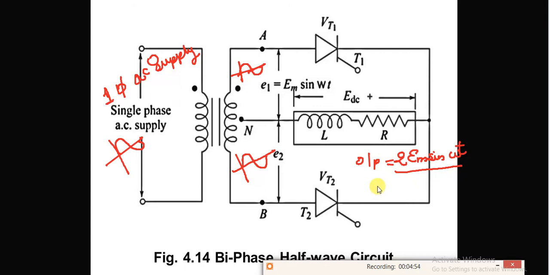It is a center tap transformer, so voltage AN is equal to voltage VN. Therefore, voltage AB is equal to twice the voltage AN.